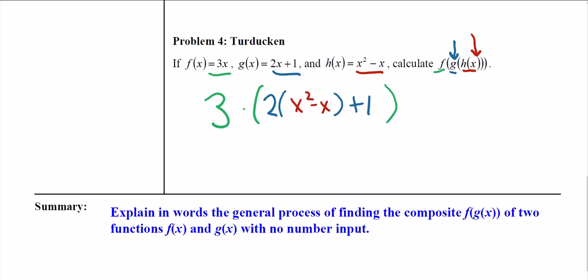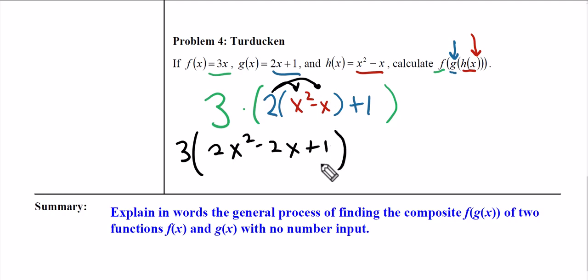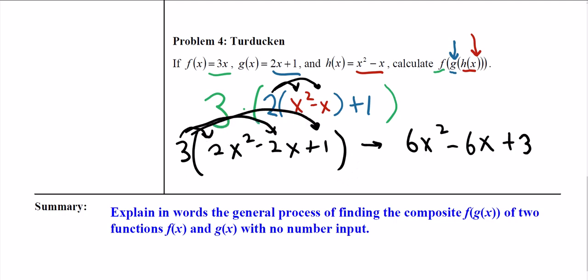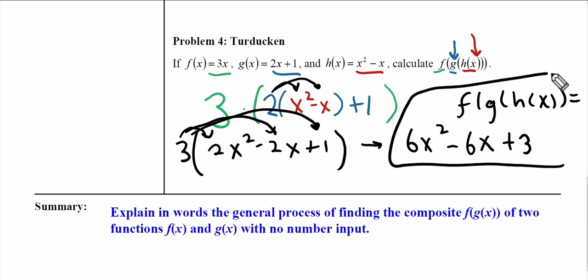Let's simplify and follow order of operations. So we first distribute this 2 inside of these parentheses. And then we go ahead and distribute this 3 to everybody inside of these parentheses. And we therefore say that f of g of h of x is equal to this.